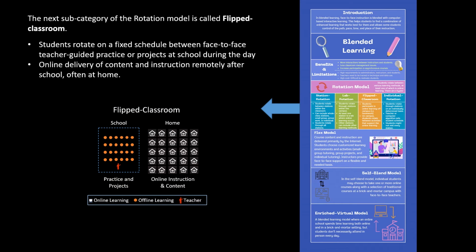The next subcategory of the rotation model is called flipped classroom, a model in which within a particular course or subject, students rotate on a fixed schedule between face-to-face teacher-guided practice or projects at school during the day and online delivery of content and instruction remotely after school, often at home.